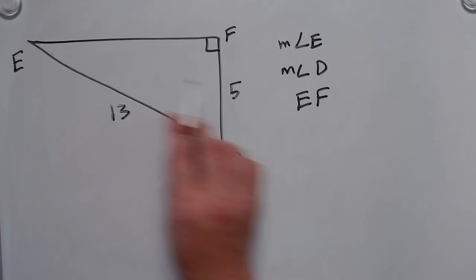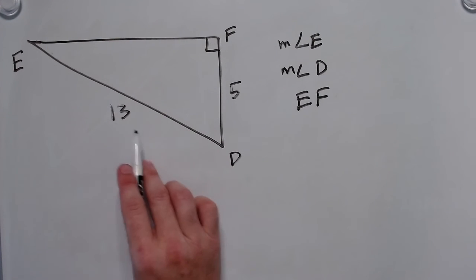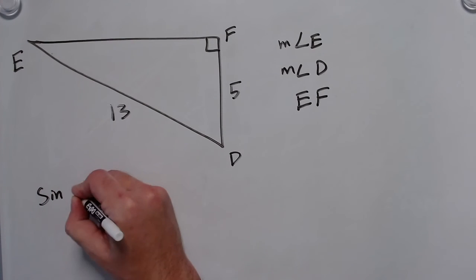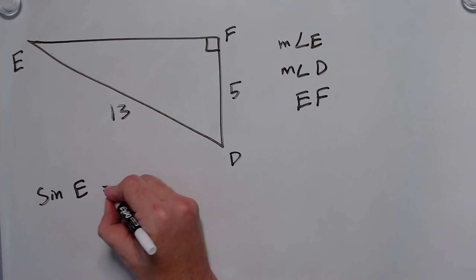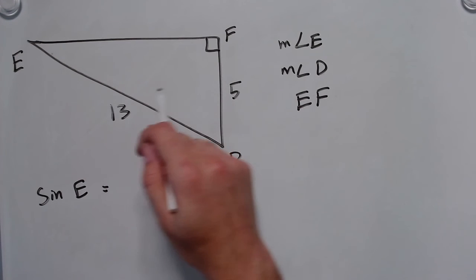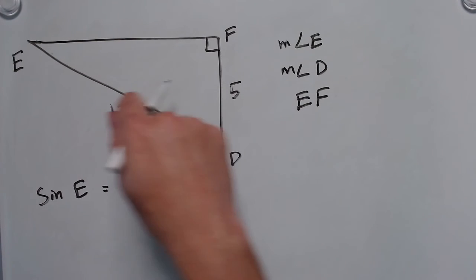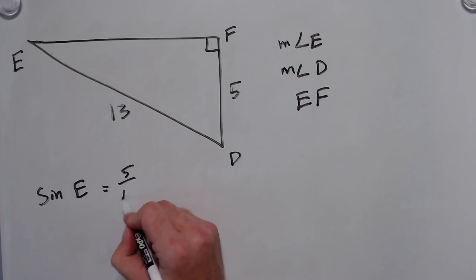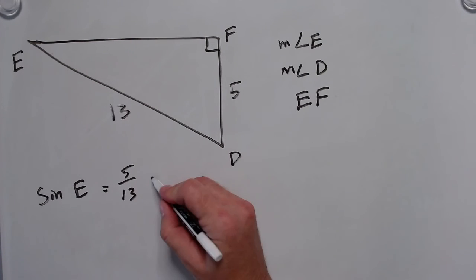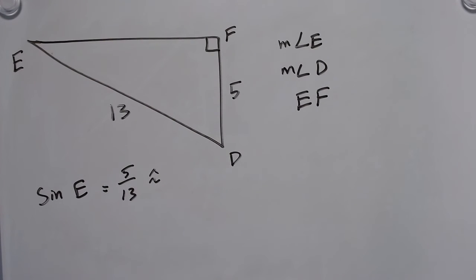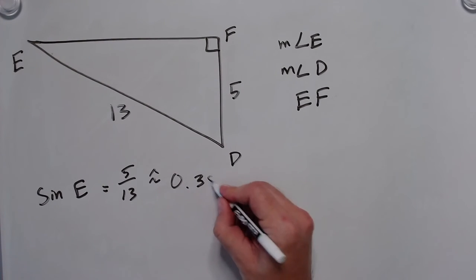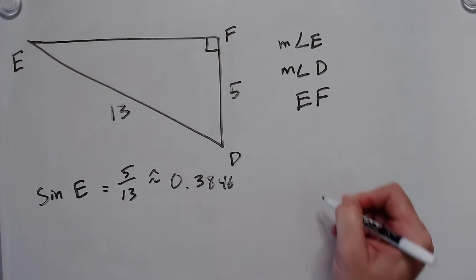Because we know the opposite and we know the hypotenuse, we can say that the sine of E will be equal to the opposite over the hypotenuse, 5 over 13. Yep, 5 over 13. And if you use Mr. Calculator, that ends up being 0.3846 and a bunch of other stuff.